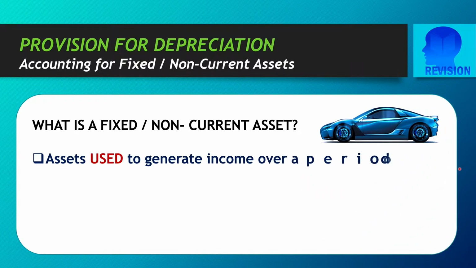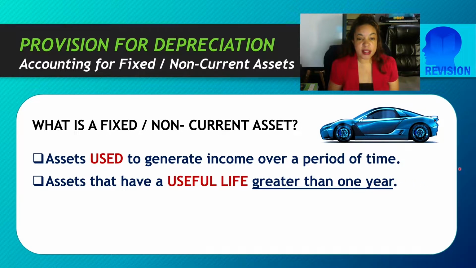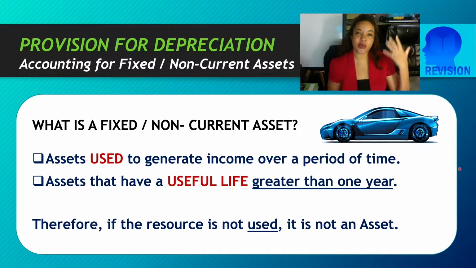So assets are used to generate income over a period of time. For the non-current assets, these are assets that have a useful life of greater than 1 year, meaning that they are used for more than 1 year. That is the intention when we purchase the non-current asset. That means that if it is not being used, therefore it is not an asset. So this is the very definition of an asset. It must be used. And notice, once again, the emphasis is on used.